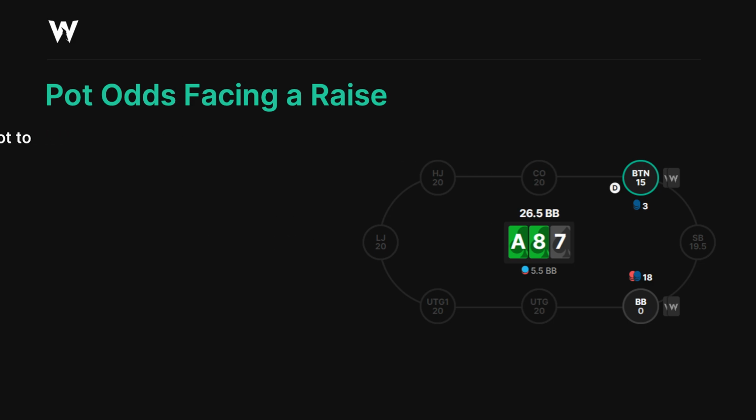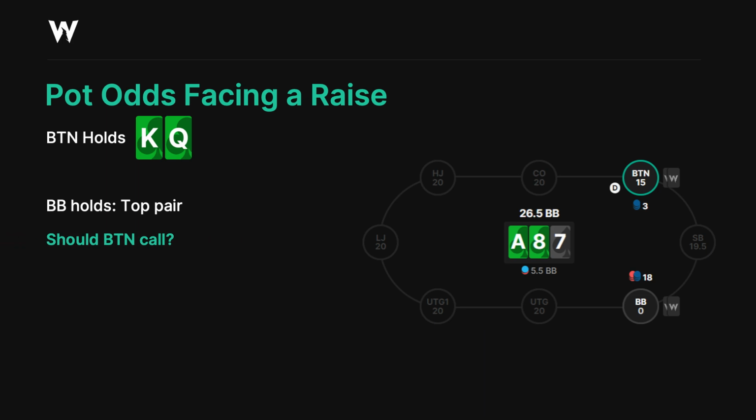Okay, so let's put this in practice. Let's say that the button holds king, queen of clubs. So they've got the nut flush draw, and we suspect that big blind is shoving with top pair, for example. What you can do as a simple exercise is count your outs and multiply your outs by 4. There are 9 club outs. We assume all of them are good. In that case, 9 times 4 is 36%, using the rule of 2 and 4. And therefore, our king, queen of clubs has about 36% equity, which is exactly what we need.